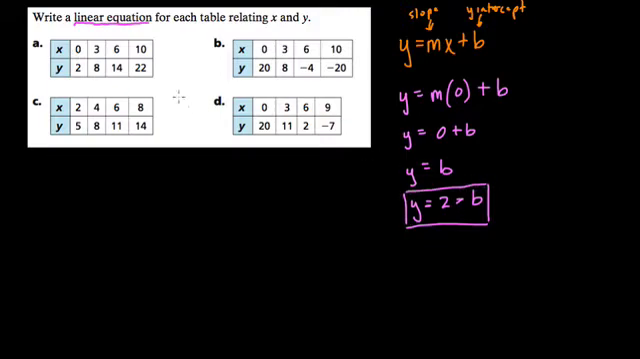So in any of these tables, like here, x is 0, y is 20, and here, x is 0, y is 20, that means your y-intercept is the y value itself. So when x is 0, the y value is the y-intercept.